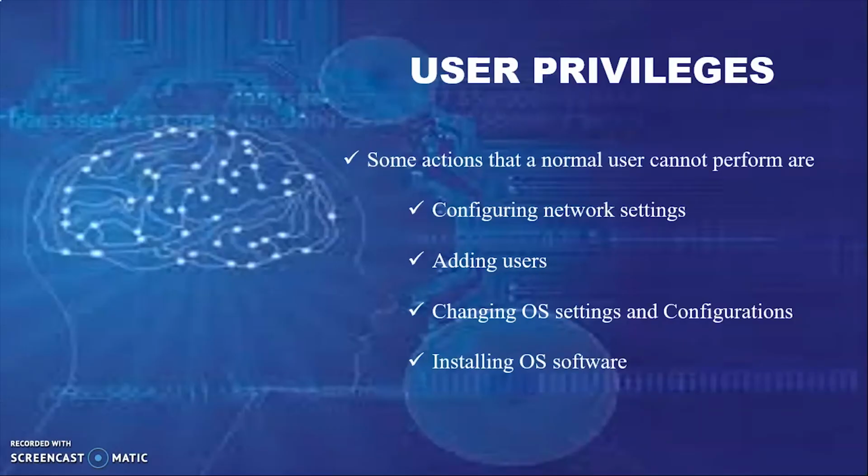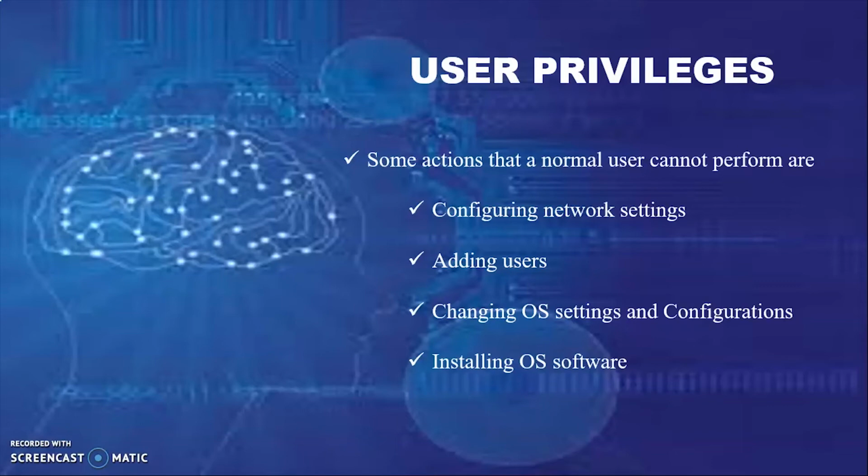The user cannot change the configuration of the network. You cannot change the network settings if you log in as a user. You cannot add any additional users. You cannot change the OS settings. The system configurations you cannot change, and you cannot install any software into the computer. So what you cannot do if you log in as a user is, first, change the network settings. Second, add any additional users. Third, change the OS settings, that means the operating system settings, and you cannot install any new software in the computer. So these are the user privileges.